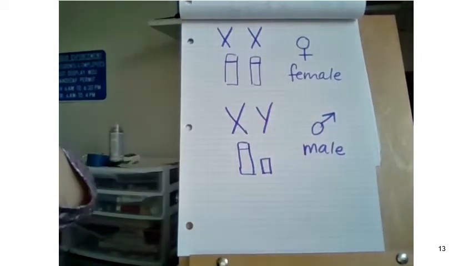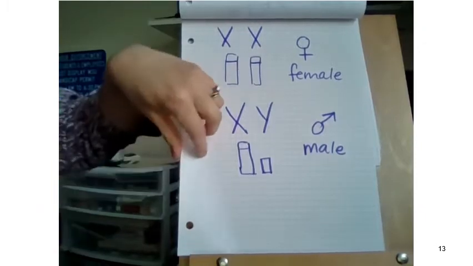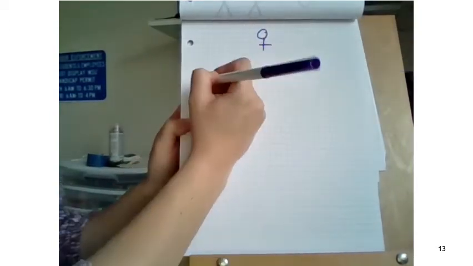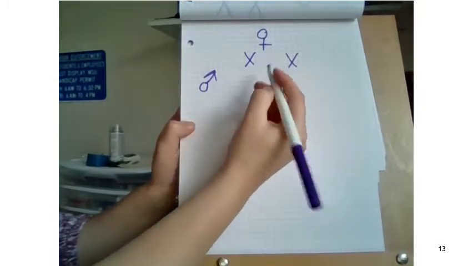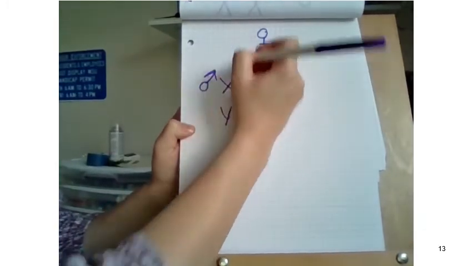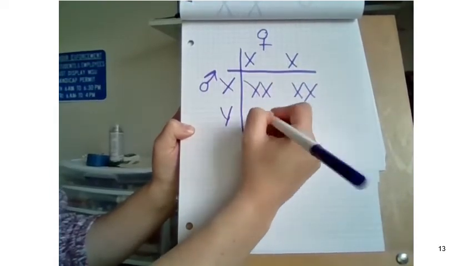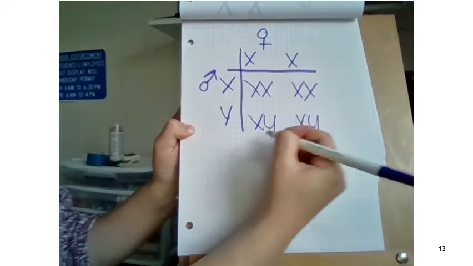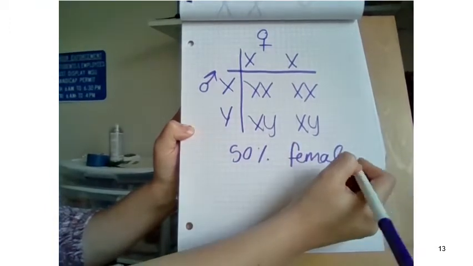First thing, let's talk about the percentage likelihood of having male or female offspring. If we have a female and male mate, her two chromosomes are the X chromosomes, and the male is contributing an X and a Y chromosome. When we fill out that Punnett square, what we see is that there is a 50% chance of female and a 50% chance of male.